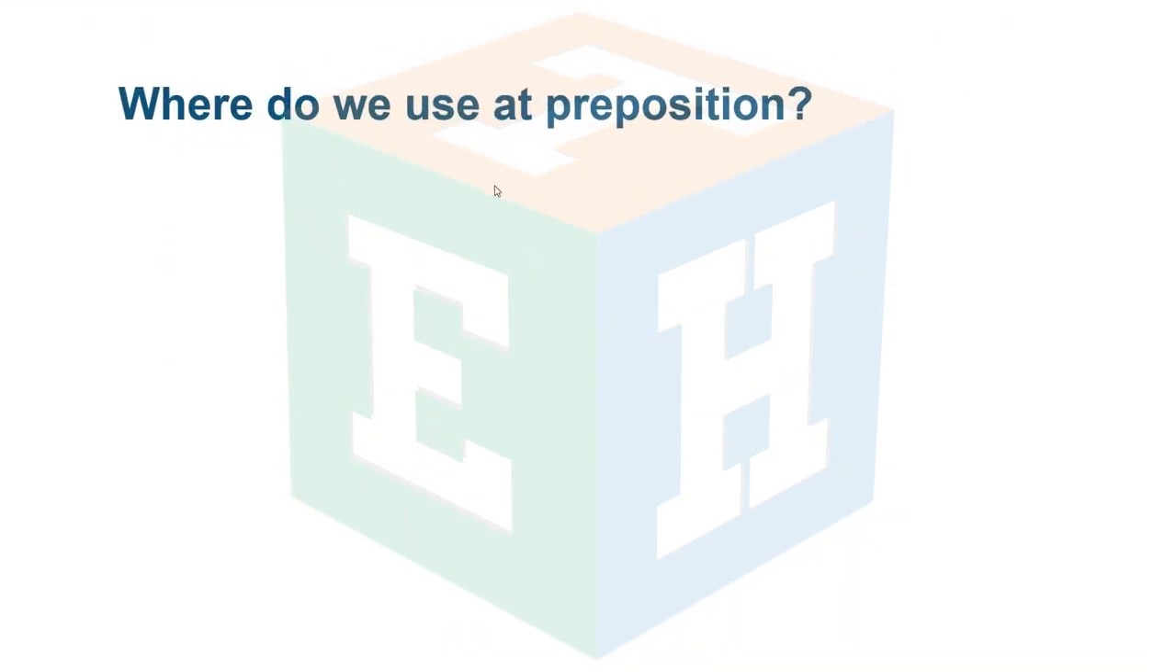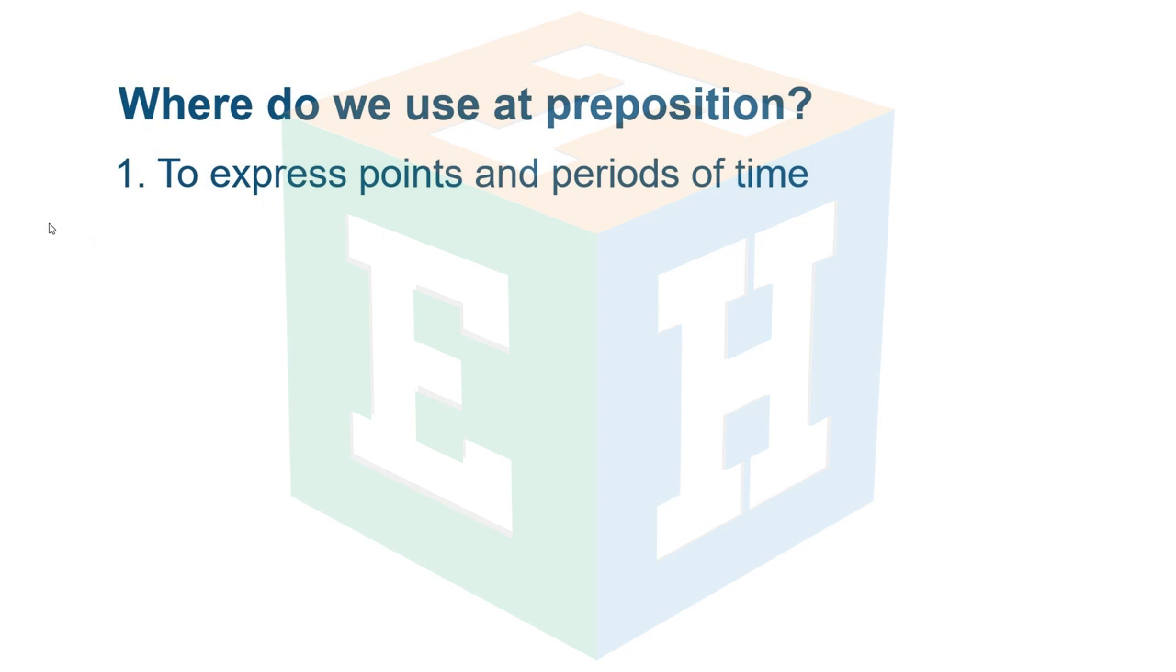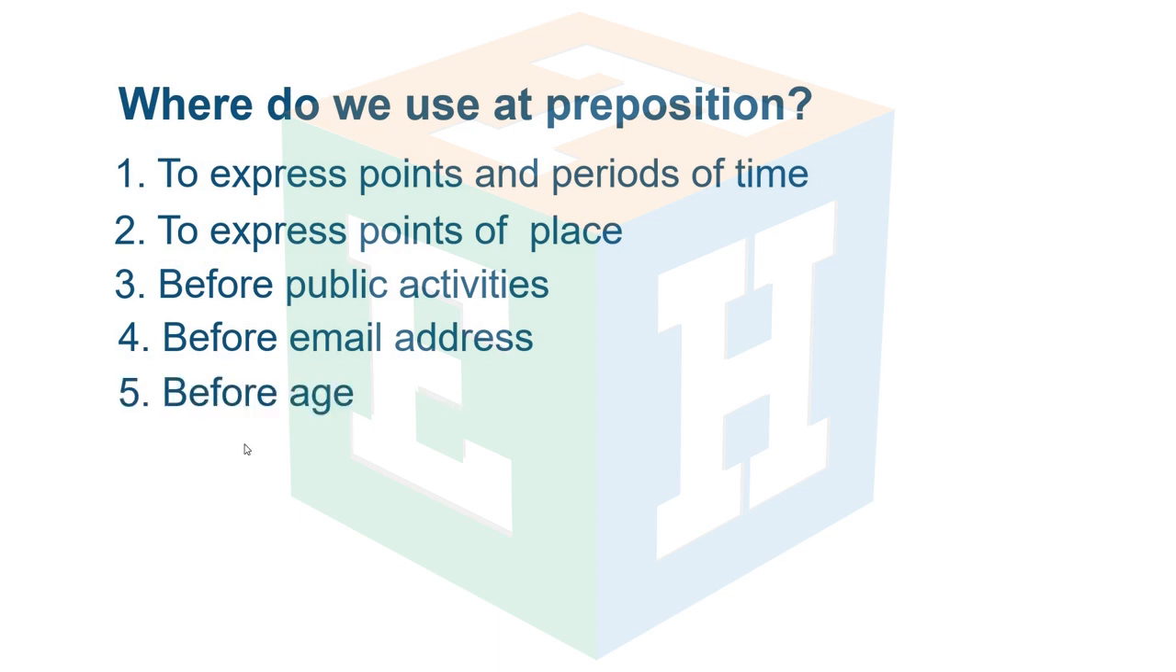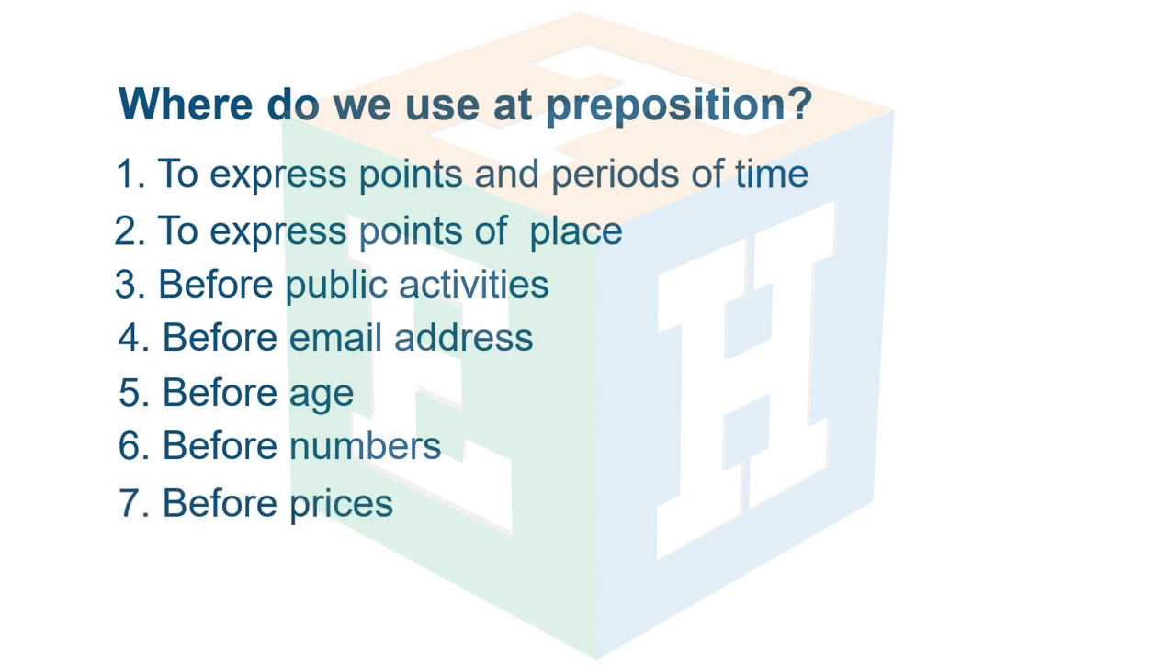Where do we use at preposition? 1. To express points and periods of time. 2. To express points of place. 3. Before public activities. 4. Before email address. 5. Before age. 6. Before numbers. 7. Before prices. 8. Before speeds.